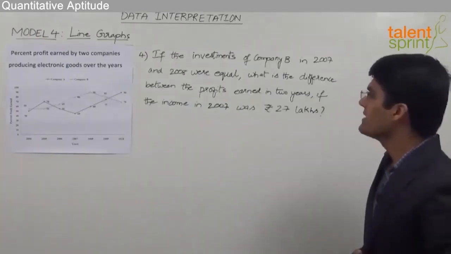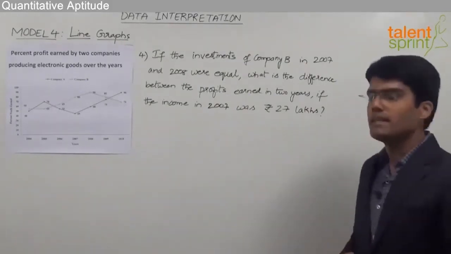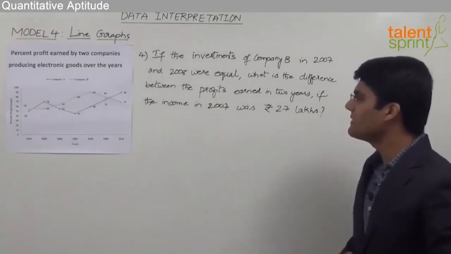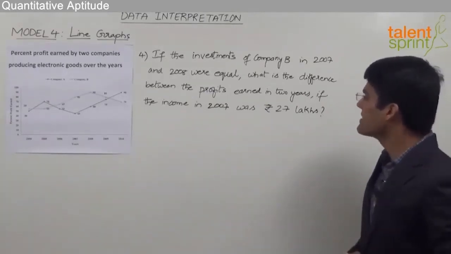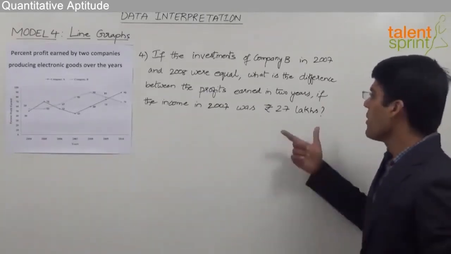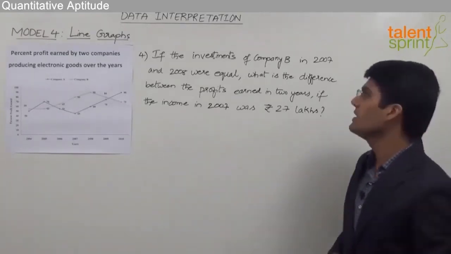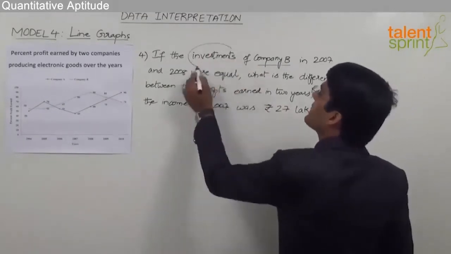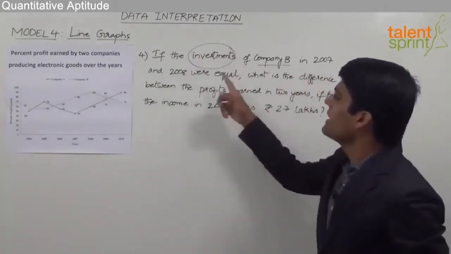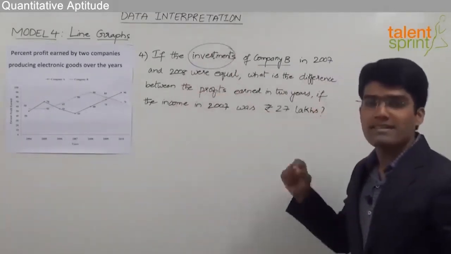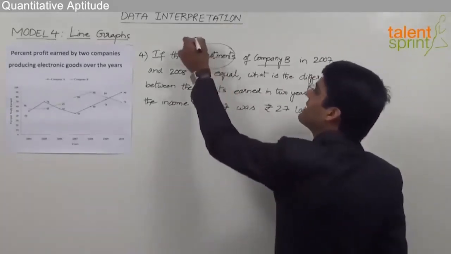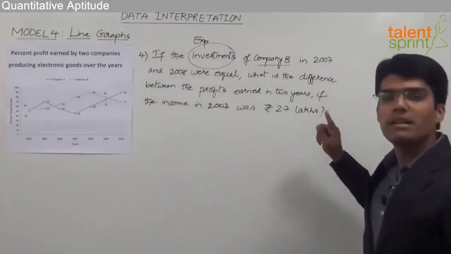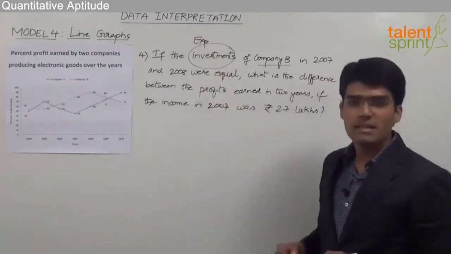The fourth question here is, if the investments of company B in 2007 and 2008 were equal, what is the difference between the profits earned in the 2 years if the income in 2007 was rupees 27 lakhs? So here the question is with respect to company B, and it says the investments of the company in 2007 and 2008 were equal. We understand that investments here is nothing but the expenditure. So it clearly means the expenditure of company B in 2007 and 2008 were equal.